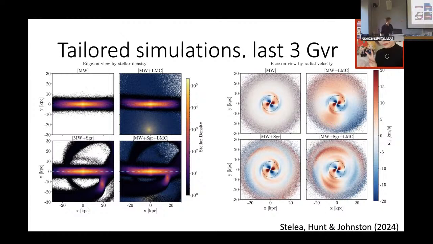Actually, this is a nice one. This is radial, but it's fine. You get the large scale mean shift field from the LMC, whereas Sag has had enough time for those things to start to wind. Because the LMC is just now making the kind of large dipole scale across the disk.